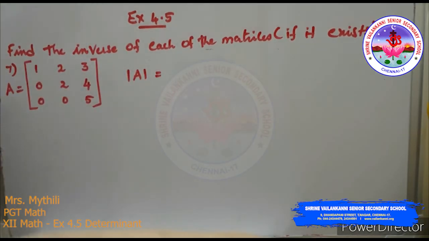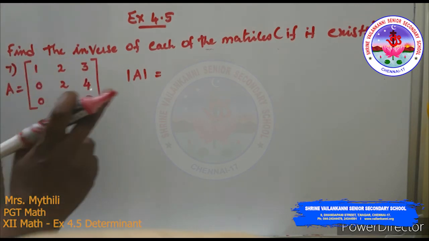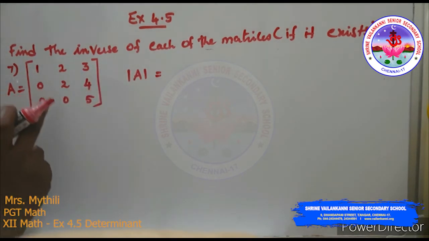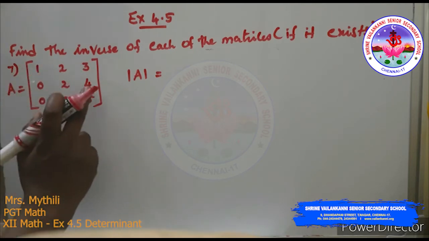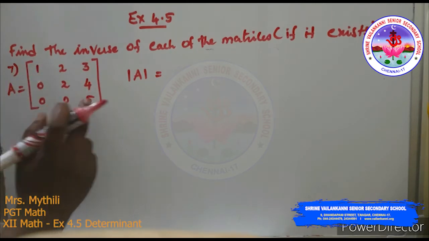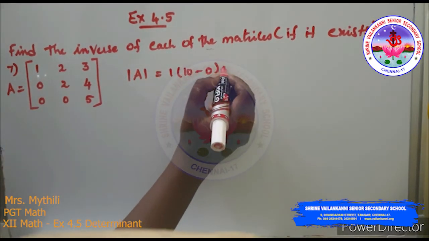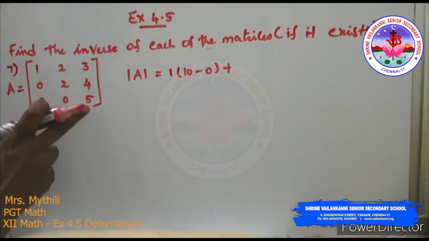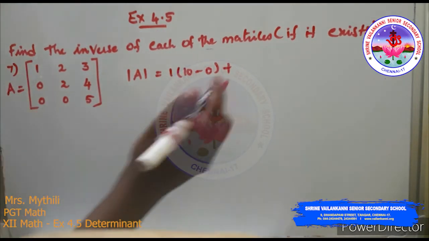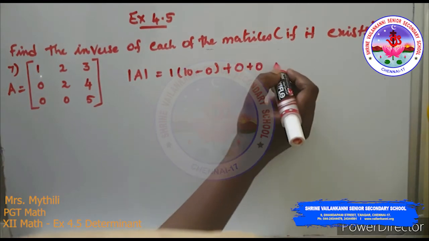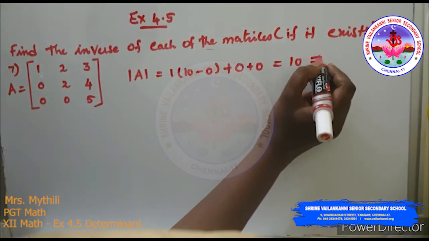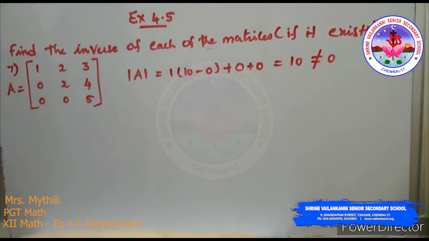Seventh question. Let A equal to 1, 2, 3, 0, 2, 4, 0, 0, 5. So determinant of A, expanding along the first column, is 1 into the determinant 2, 4, 0, 5, that is 2 into 5, which is 10. Minus 0 into some determinant is 0, plus 0 into some determinant is 0. So we are getting determinant of A equal to 10, which is not equal to 0. It is a non-singular matrix.